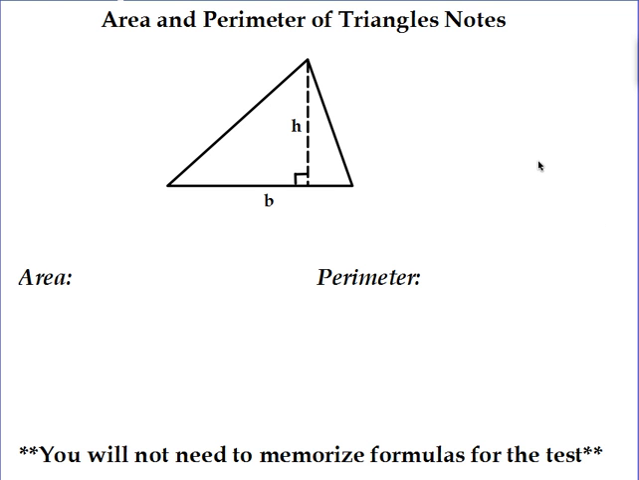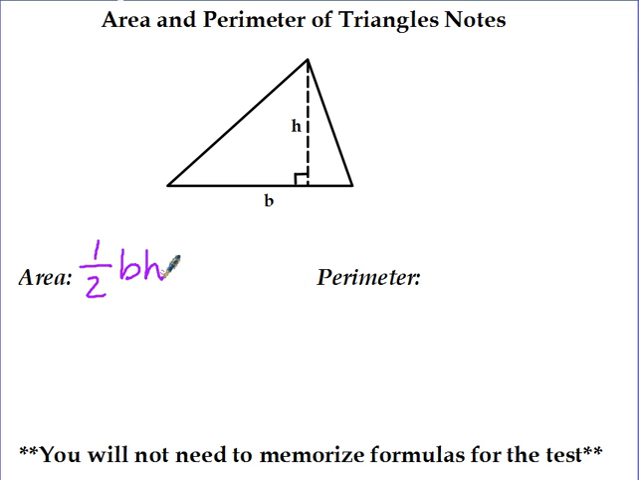So here is video number 2 for the area and perimeter section, and this one is on triangles, just triangles. Okay, again, just to repeat from the rectangles section, you still don't need to memorize any of these formulas. They're all going to be given to you on the test. But the formula for the area of a triangle is 1/2 base times height.